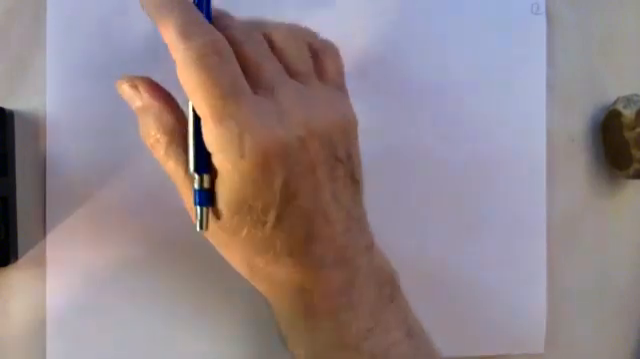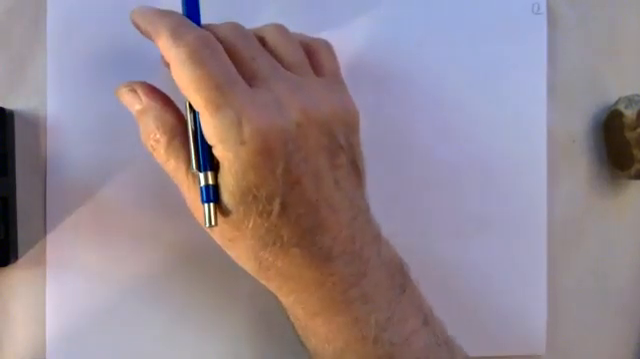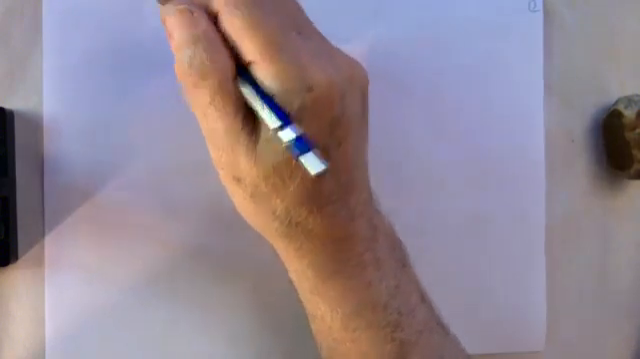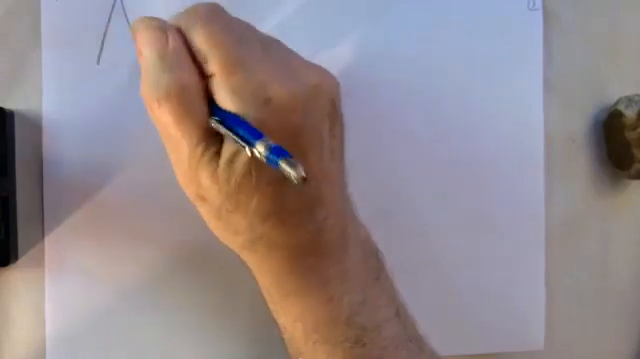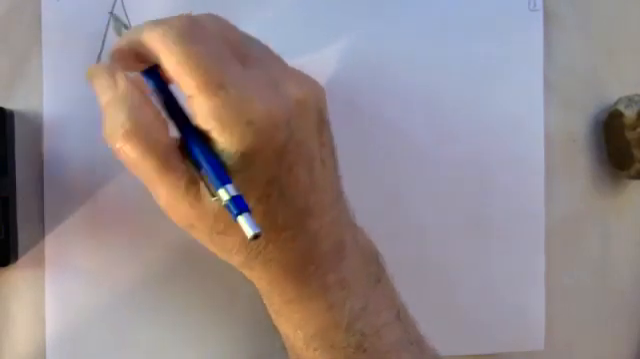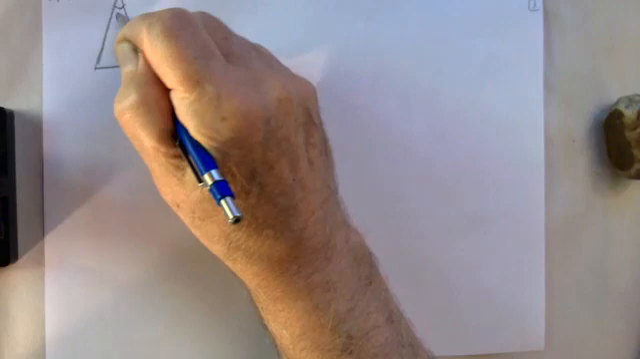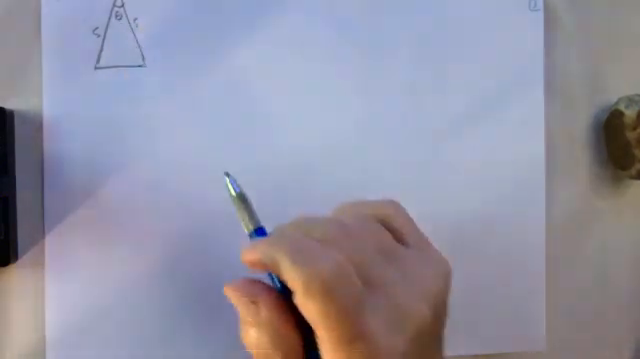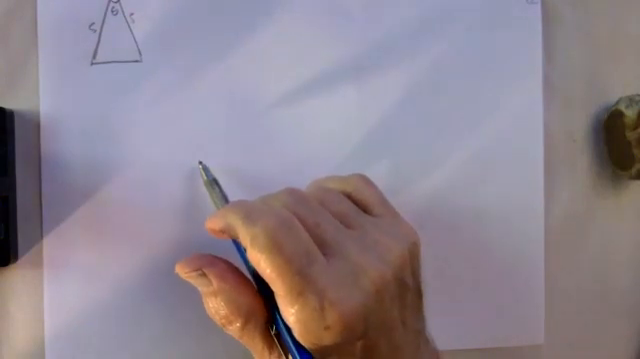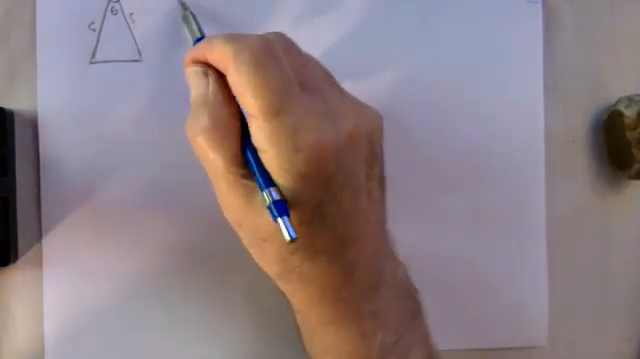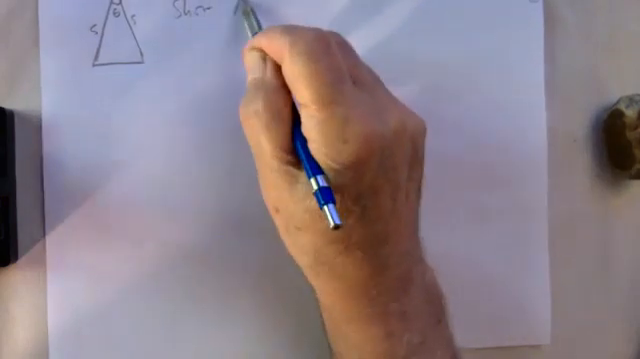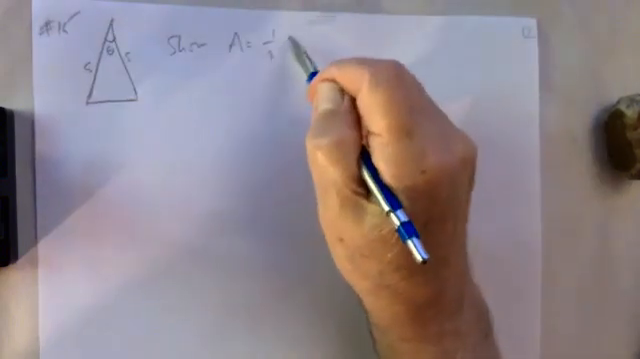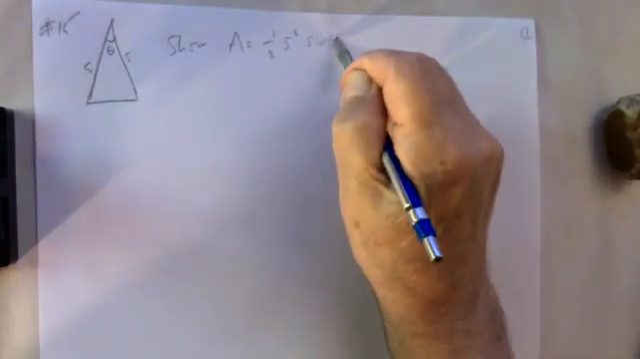What about number 15? The included angle of two sides of constant equal length S of an isosceles triangle is theta. So we have an isosceles triangle. This side is S, this side is S, and the included angle is theta. So the first thing we want to show is that the area of the triangle is equal to 1/2 S squared sine theta.